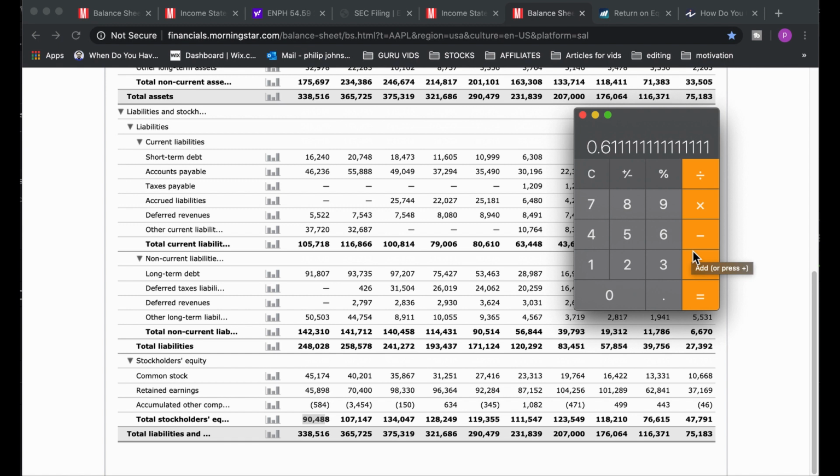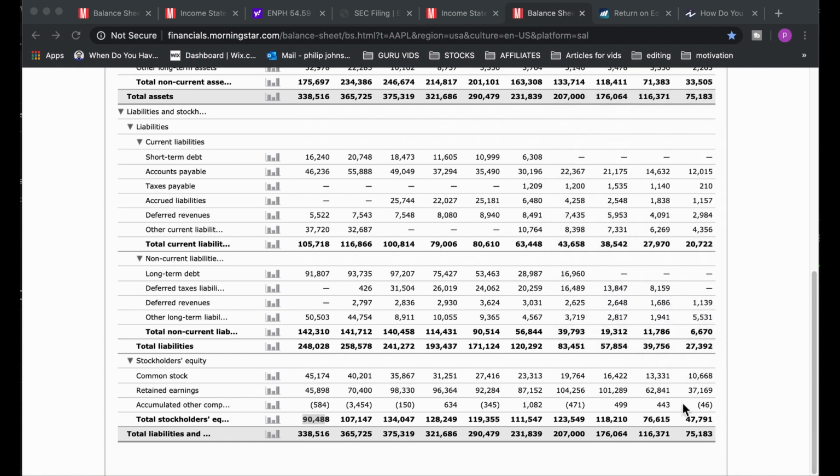You'd want to do that for all these lines to see how efficient management is being with the money. So that's a really, really good calculation.